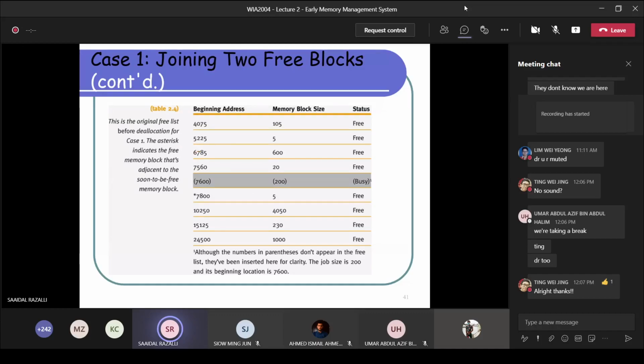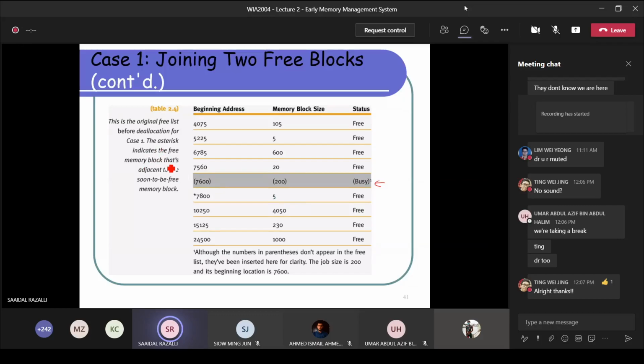So remember, it doesn't matter whether it's first fit or best fit. We ignore that one first. So this one is like the current, the original free list. Now at the location of 7600, where the 200k job size is processed, now it's become busy. Okay, 700 is 5 here.